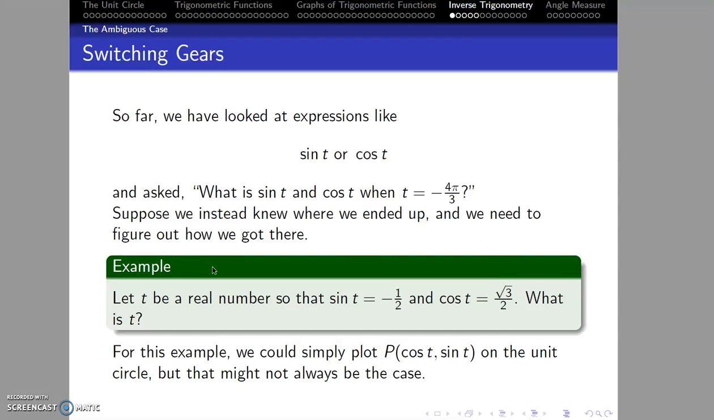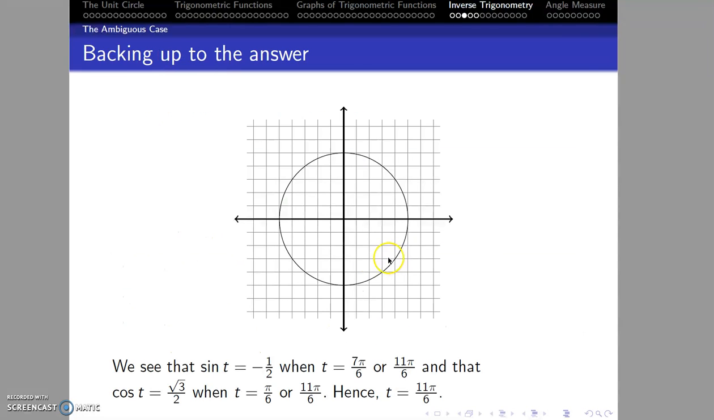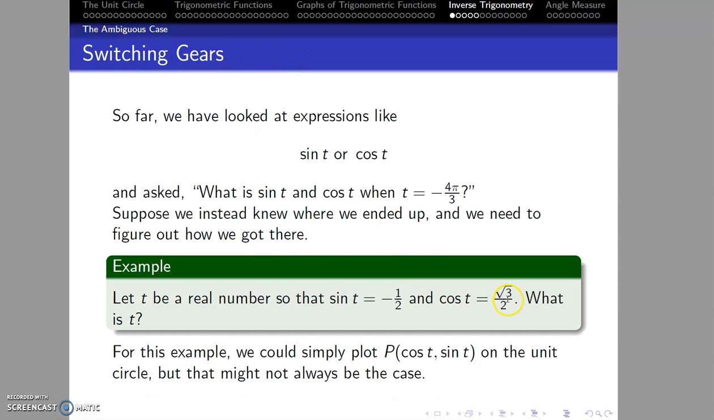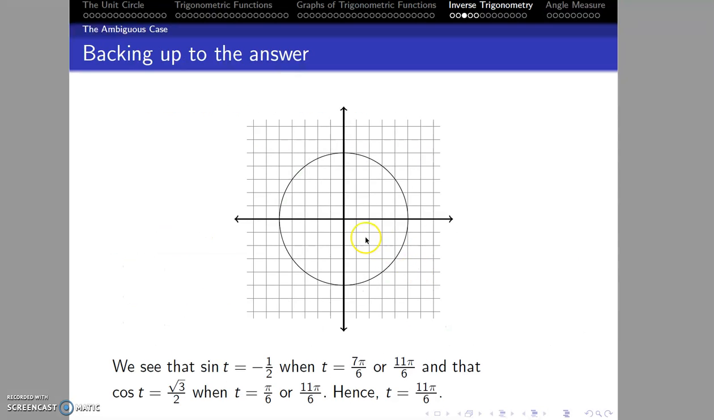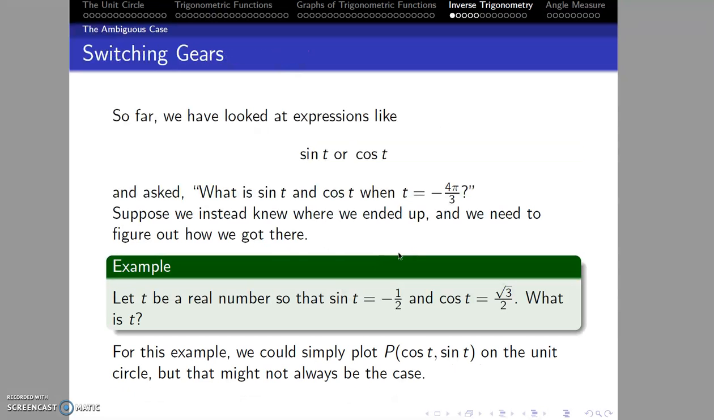So for this example, we could just plot that point, cosine comma sine, on the unit circle, cosine being x and sine being y. That means I would be at positive root 3 over 2 for x and negative 1/2 for y. So that would put me about here-ish.